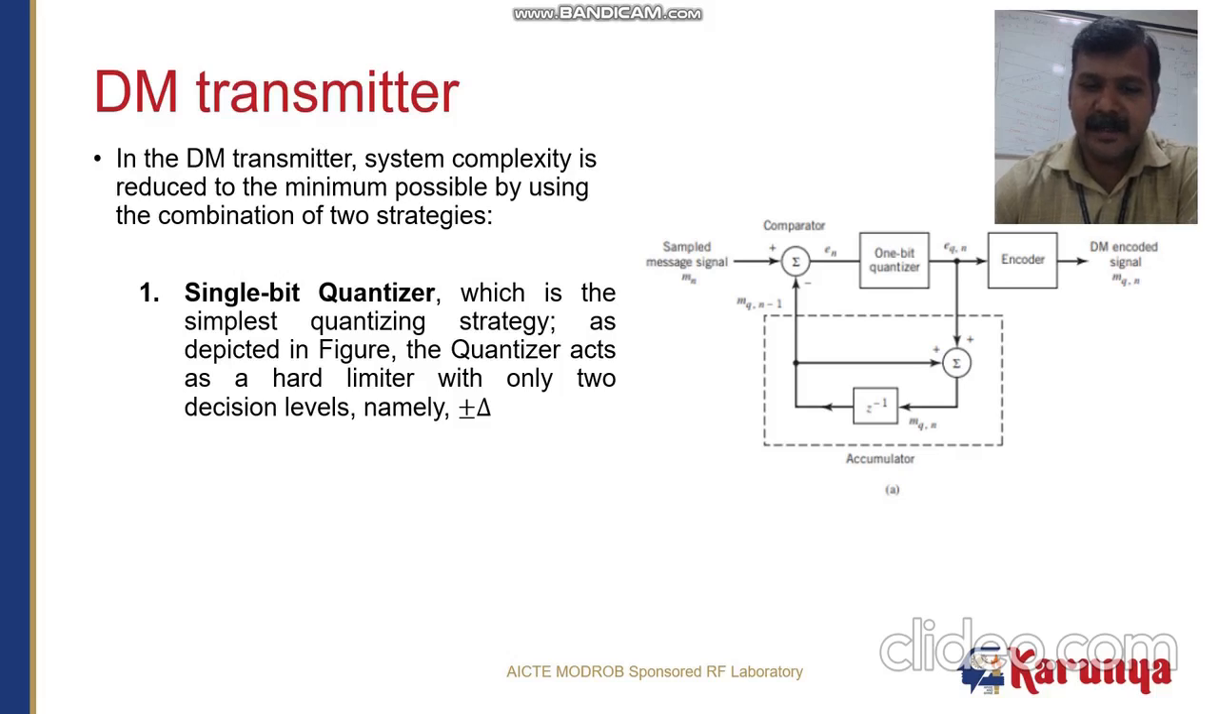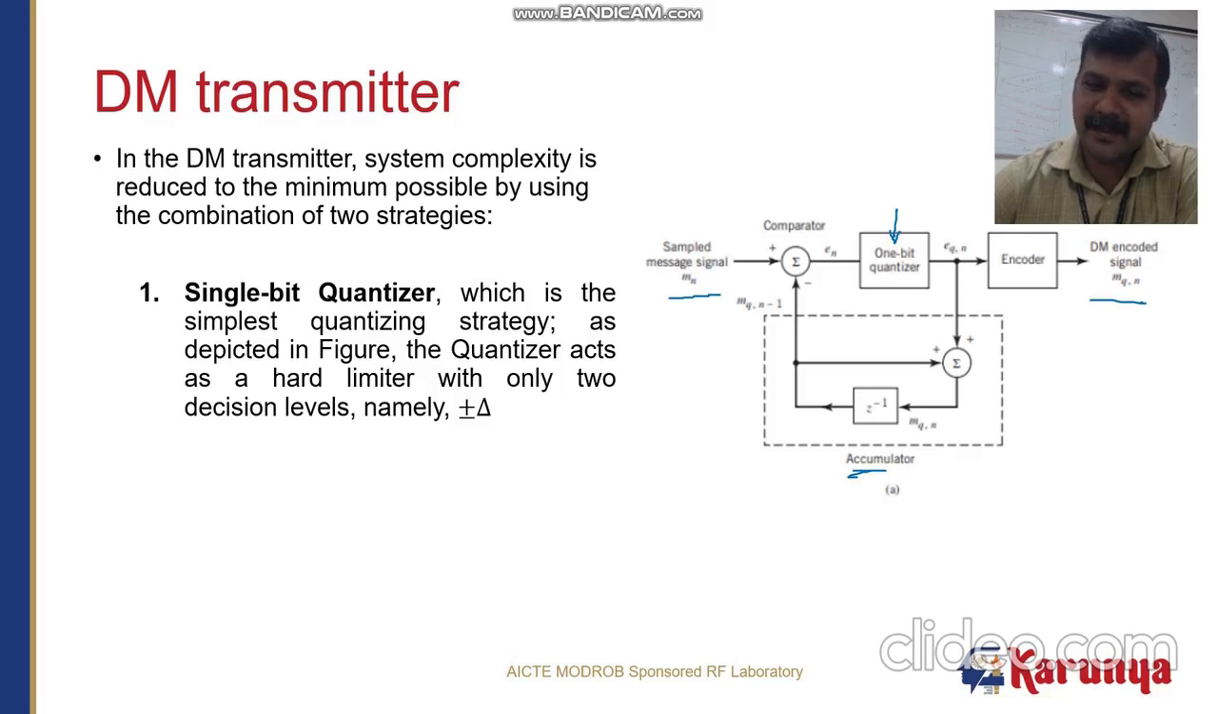To the right of the screen, you can see a block diagram of the delta modulation transmitter, which consists of a sampled or oversampled message signal m[n], which is fed to the comparator, and the comparator has another input coming from the accumulator, z inverse. You can also see a quantizer which operates with 1 bit, and then it feeds the encoder, and further you get the delta modulation encoded signal m_q[n].